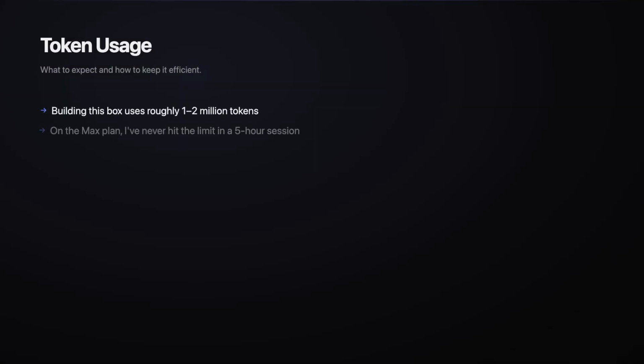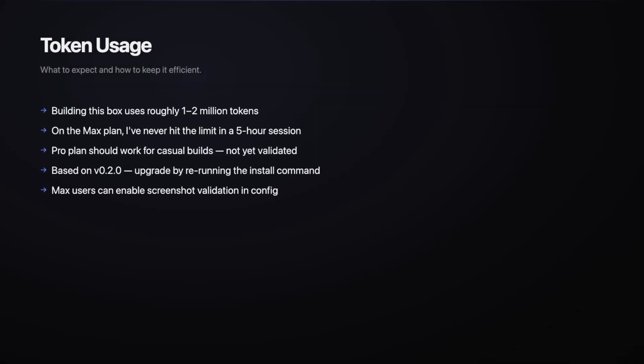This dovetailed box build uses roughly 1 to 2 million tokens, depending on complexity. I use the max plan and have never hit the limit in a full 5-hour session of continuous building. The Pro plan should be enough for casual builds, though that still needs validation from users on that plan. These numbers are based on ShopPrentice version 0.2.0, which includes major token optimizations. If you are on an older version, make sure to upgrade by rerunning the install command.